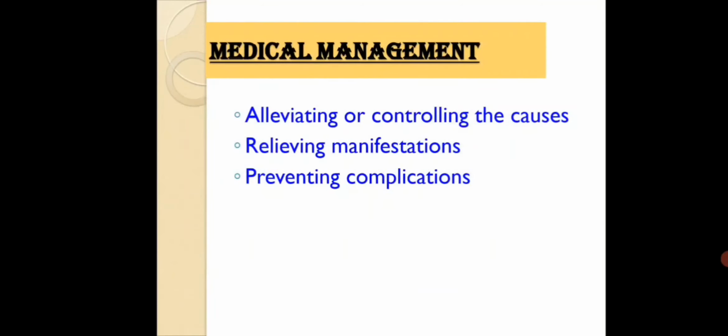Next, we can see in general the management of anemia, and basically we are going to discuss management under three titles. That is eliminating or controlling the cause, that means identifying the cause of anemia and treating the patient according to that. Second is relieving manifestations as per the severity of anemia, and third is preventing complications. So these will be the three titles we are going to study under the medical management of anemia.